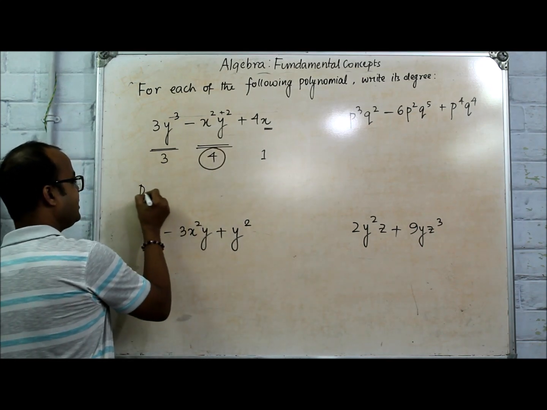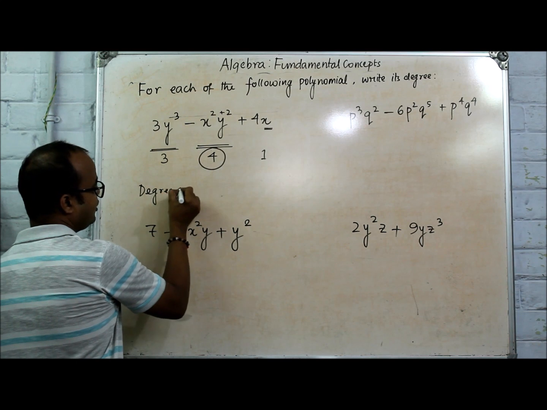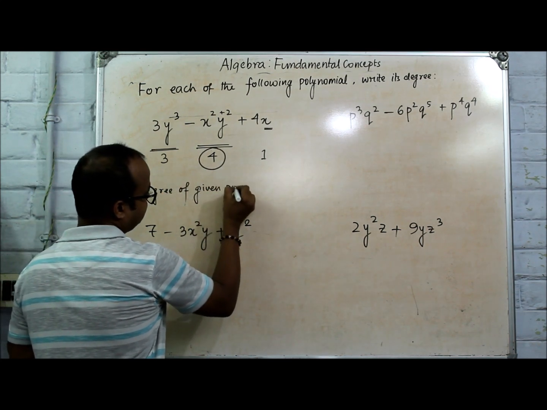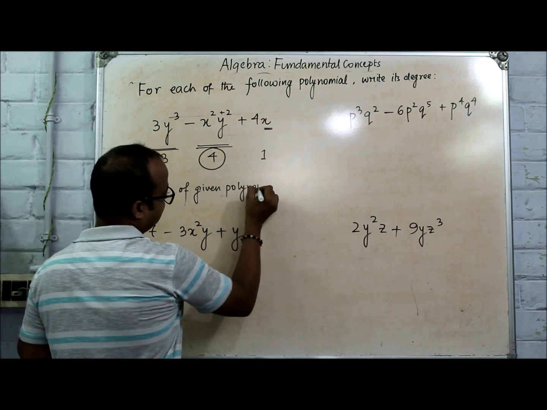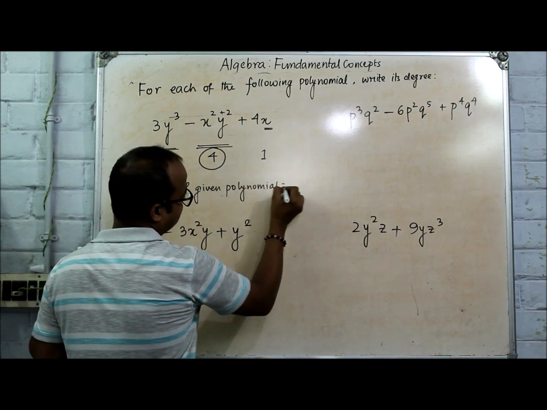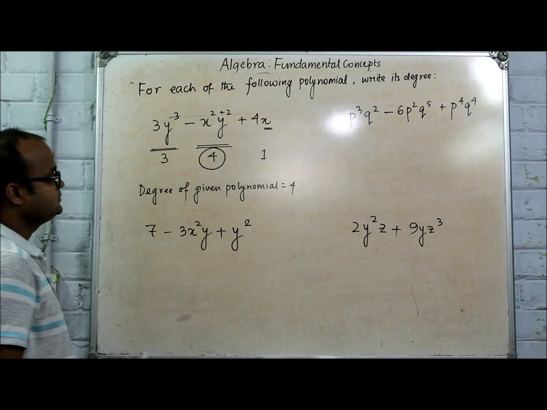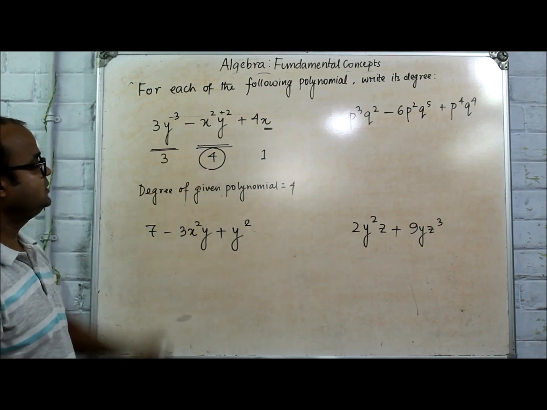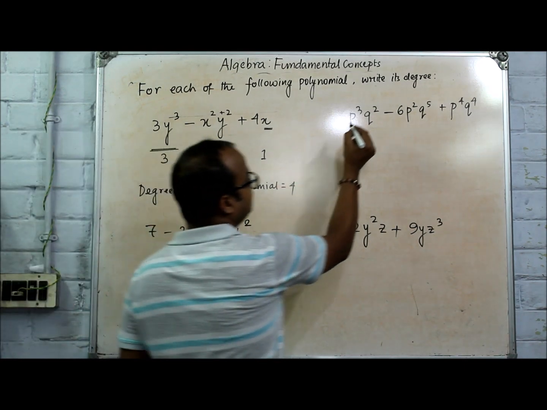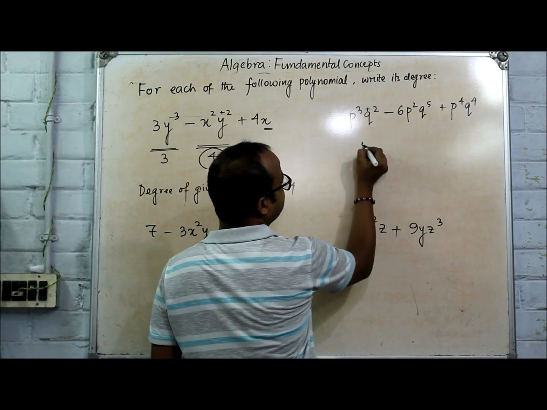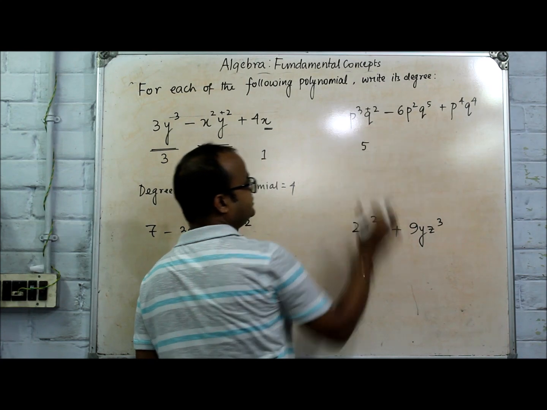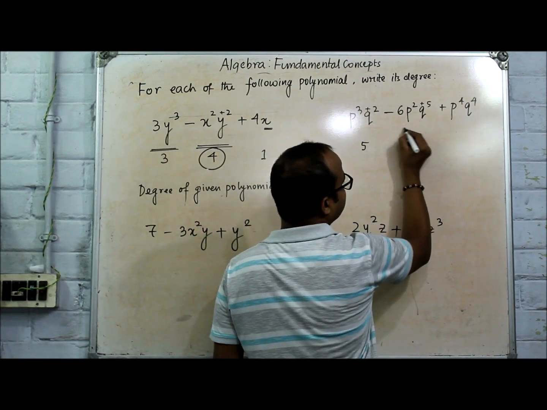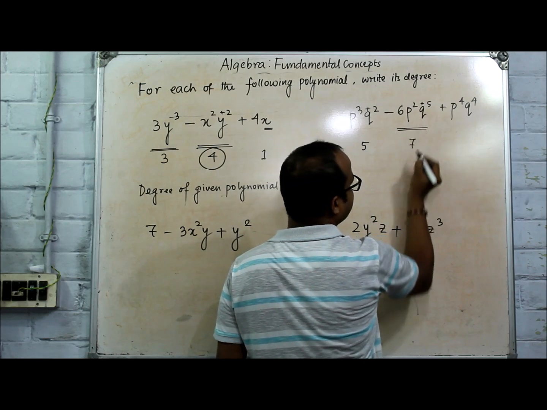So the degree of the given polynomial is equal to 4, the degree of its highest degree term. In the same way, if you count 3 plus 2, the degree of this term is 5. 2 plus 5, the degree of this term is 7.